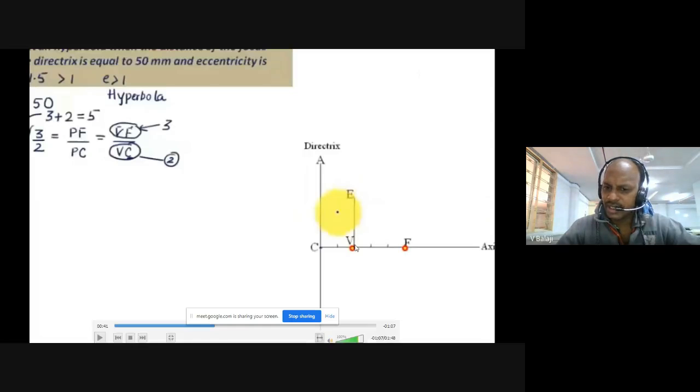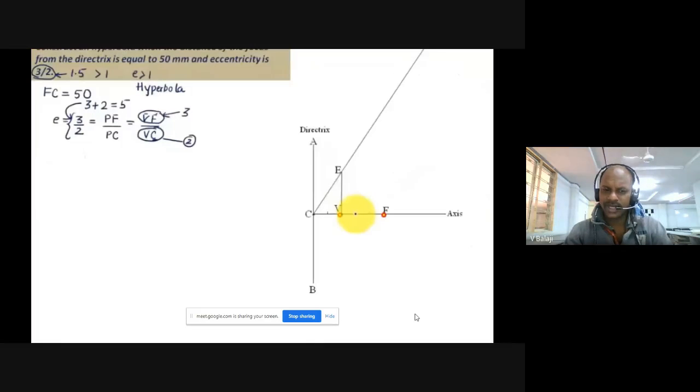Okay, and we draw one perpendicular here, and join C to E like this. What is the next step? Can you remember after this? Anybody in the class who listened to the earlier problem, please tell me what is the next step. We have to take points on the axis.